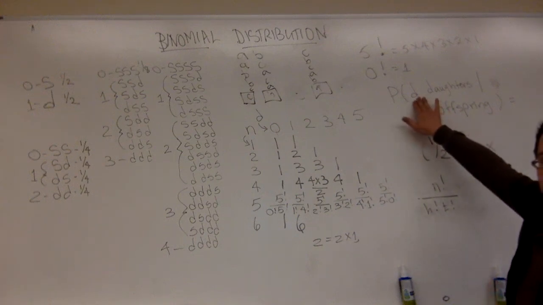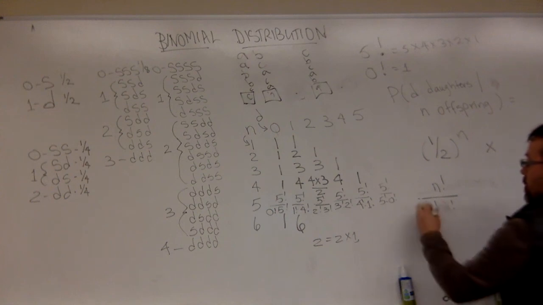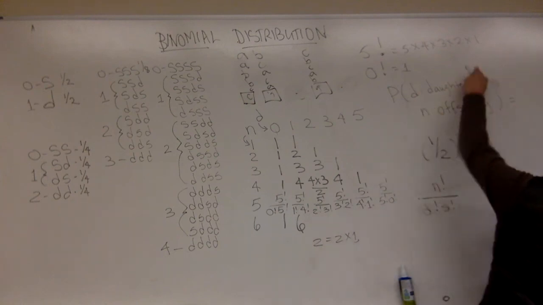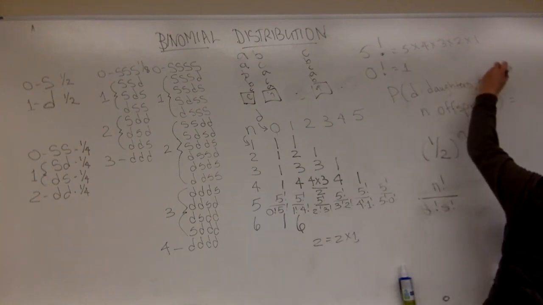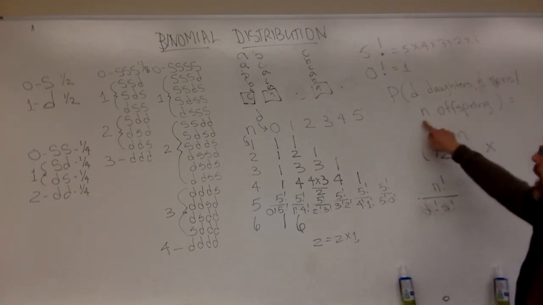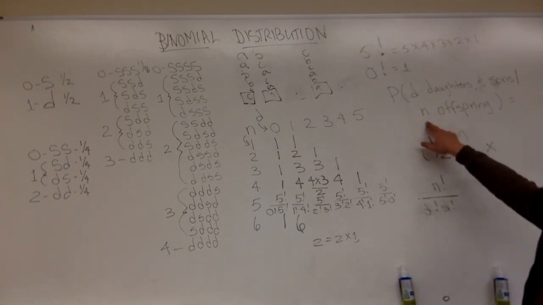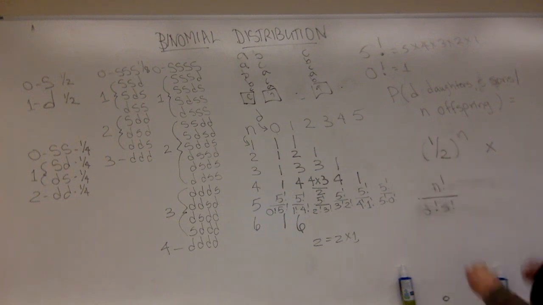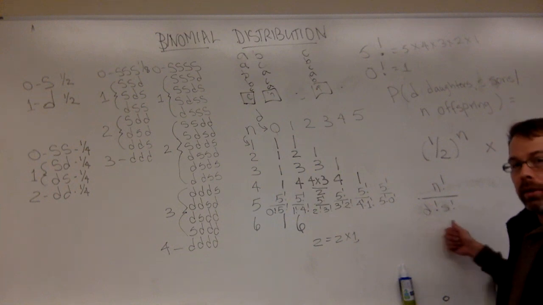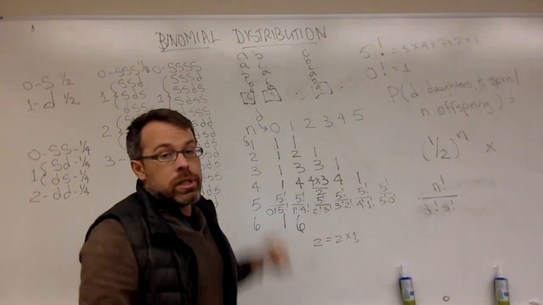The probability that one thing happens d times and the other happens s times, given that we have n different trials, flips or offspring or whatever, can be given by this equation: 1/2 to the n times n factorial divided by d factorial s factorial. And this is known as the binomial distribution or the binomial theorem.